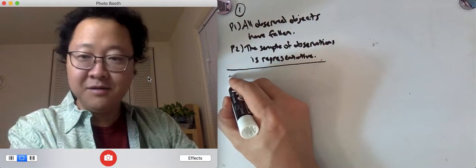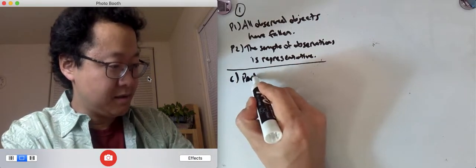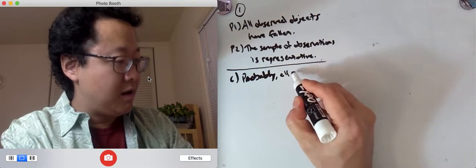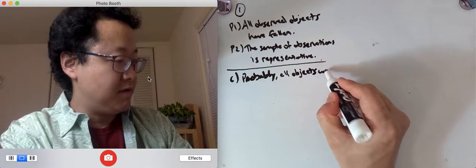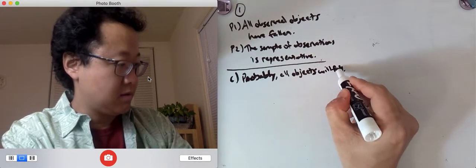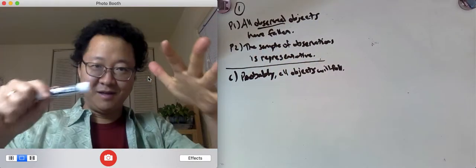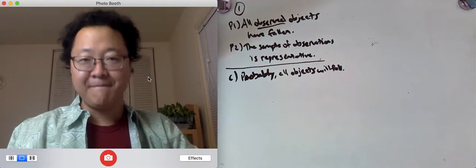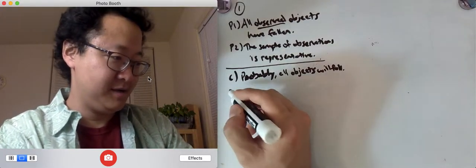All right. And what can I conclude? Probably all objects will fall. Okay. So I went from the observed cases, where every time I let it go, it fell, to all objects will fall. Okay. So let's get the form for this down.